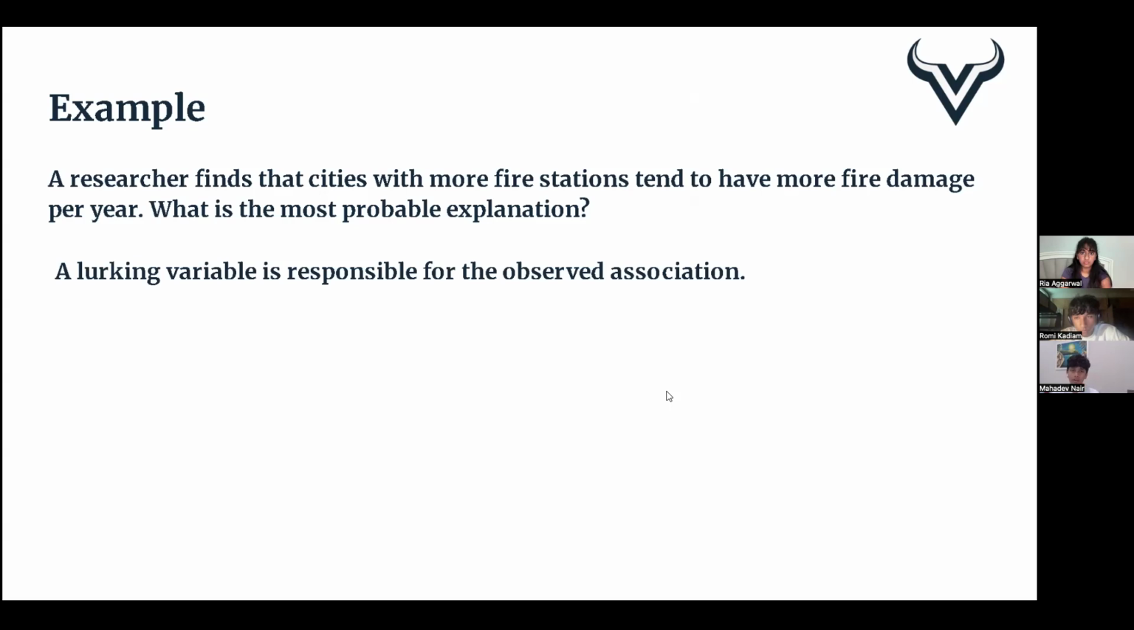But the most likely explanation is that a lurking variable is responsible for the observed association. In this case, the lurking variable is the size or population of the city. Larger cities naturally have more buildings, more people, and therefore a higher risk of fires. Because of that risk, they also tend to build more fire stations to keep up. So it's not that fire stations are causing more damage, it's that bigger cities lead to both more fire stations and more fire incidents. That's what makes city size a lurking variable. It's not part of the study, but it's affecting both the explanatory and response variables behind the scenes.